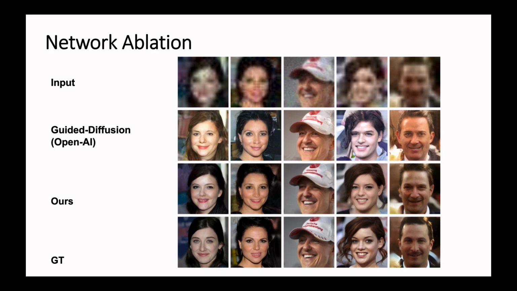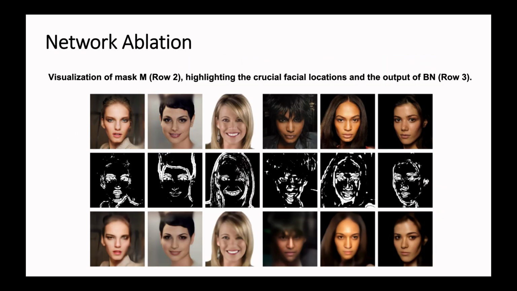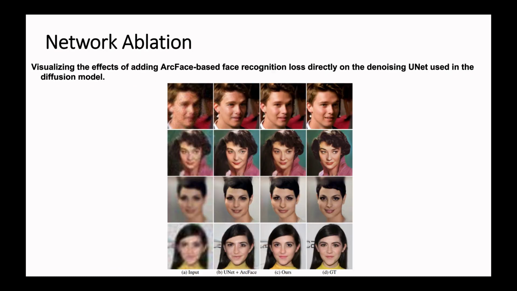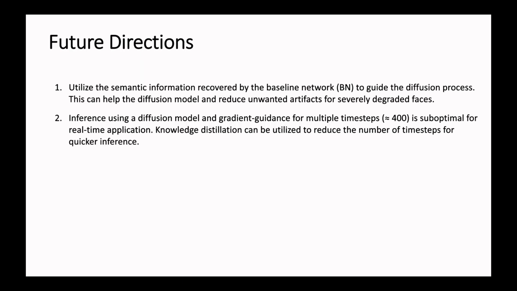Now, in terms of network ablation, this example shows that if we run for 1000 time steps, which is row 2, the identity of the person significantly alters, which does not happen in our case due to the guidance from the IPC network. And also, this example shows some cases of the spatially varying binary mask and also the output of the IPC network, which is shown in row 3. And if we introduce this face recognition loss to the UNet, then it introduces some artifacts. And in future, we can further reduce the time steps required using distillation loss.